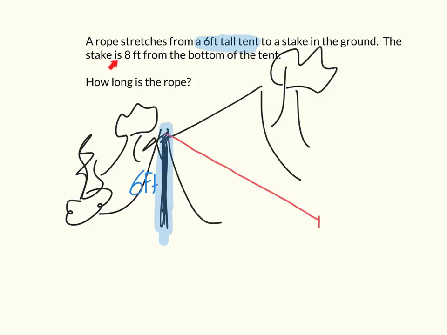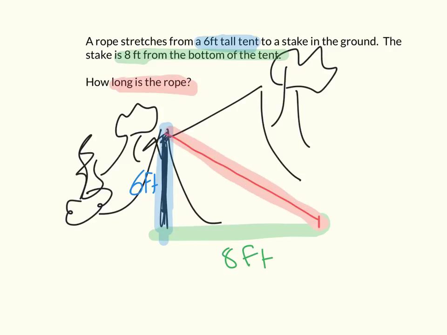Okay, let's keep going with our information. The stake is 8 feet from the bottom of the tent. So right here, I've got myself a stake, and that stake is 8 feet from the bottom of the tent. So this whole area right here is going to be 8 feet. How long is the rope? Remember my rope was red. So right here is my rope.